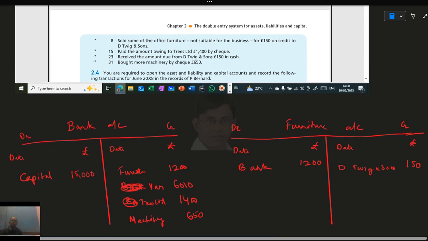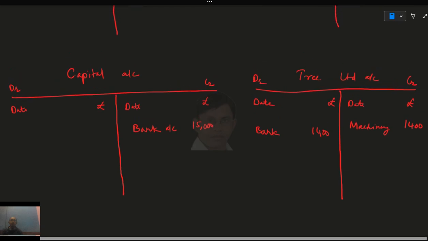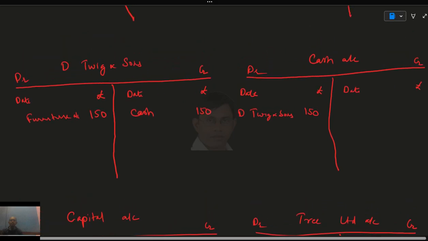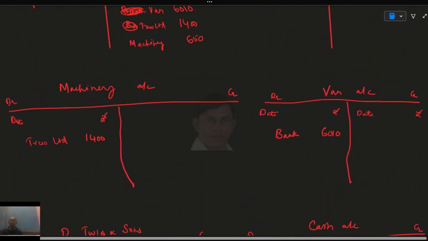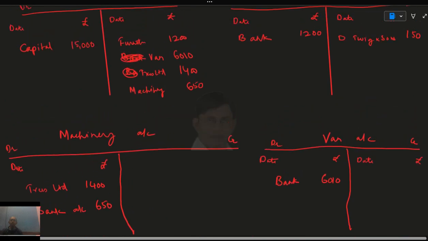And the asset, which one? Machinery will increase. So we have to debit the machinery 650. Whom have we bought from, by paying by check? 650. So this is how you have to record. You have to prepare the ledger.